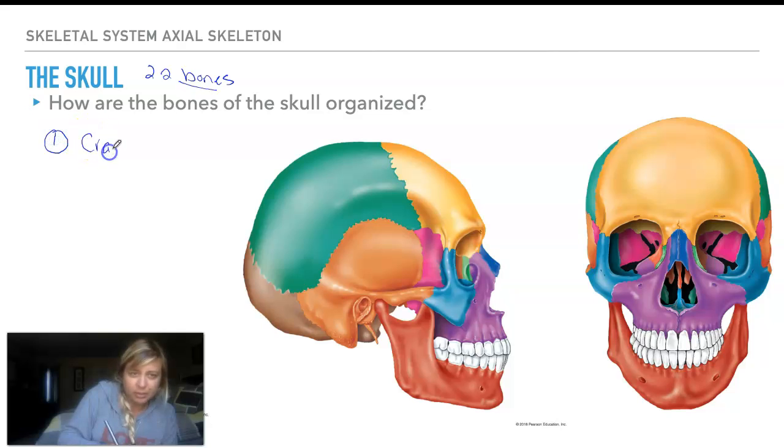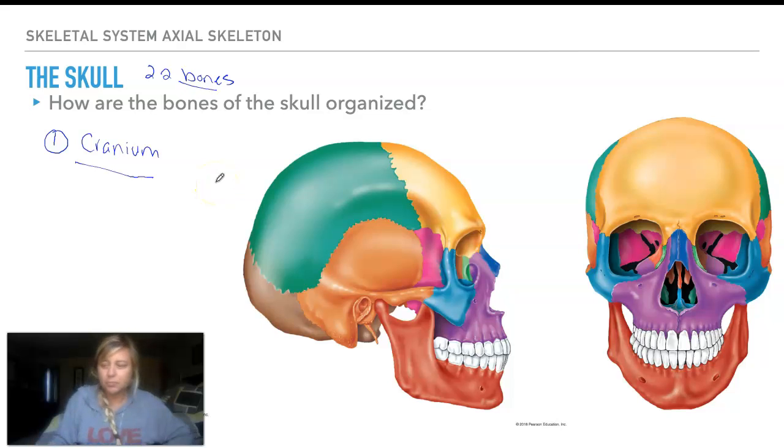The first set are bones that make up the cranium. Cranial bones include 8 bones. Their job is mainly to protect the brain. They also are sites of muscle attachment for muscles that move the eye and the mouth and the head.